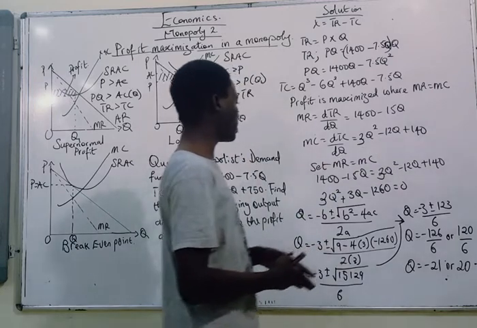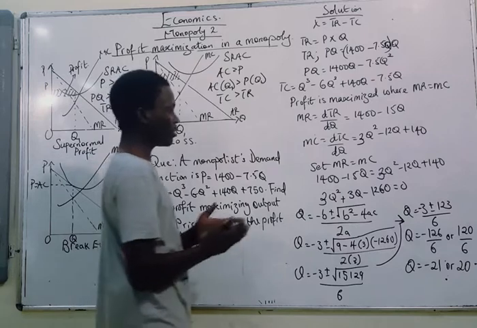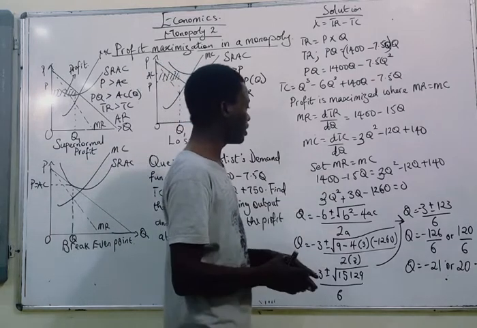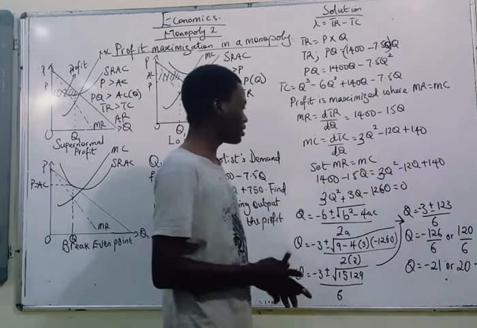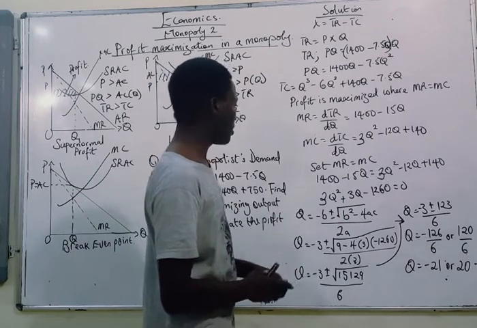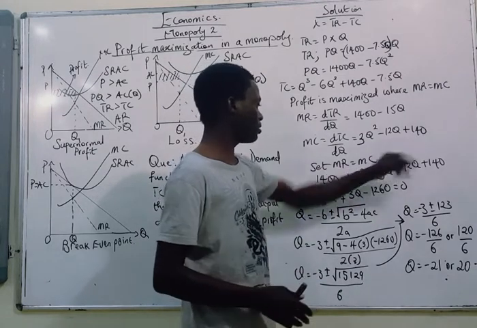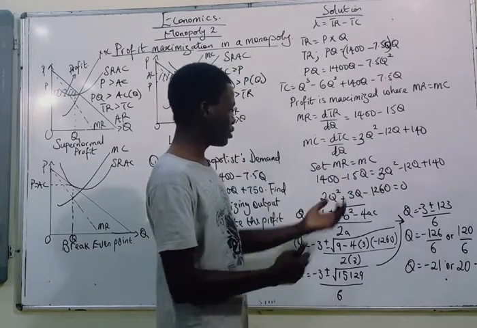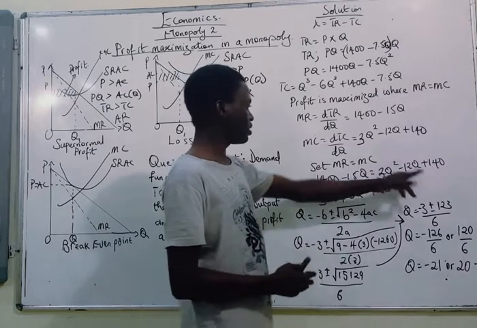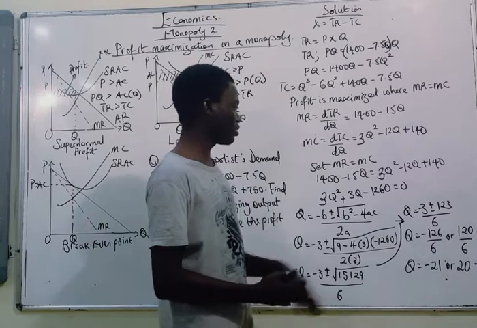so we have plus 140. Now, since the profit maximization point is simply where MR is equal to MC, what we just have to do is set MR equal to MC. So we collect those terms. So what really happened here? We then have 3Q squared, then minus 12Q. This came here to become plus 15Q, and then we have 3Q, and then 140 minus 1400 to give us minus 1260.